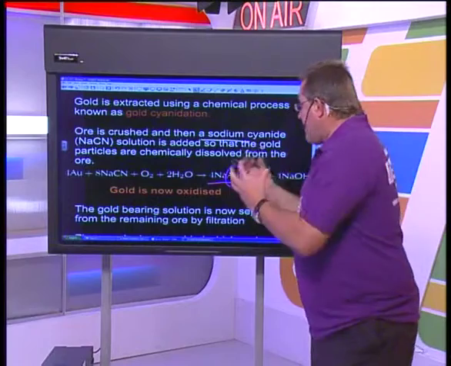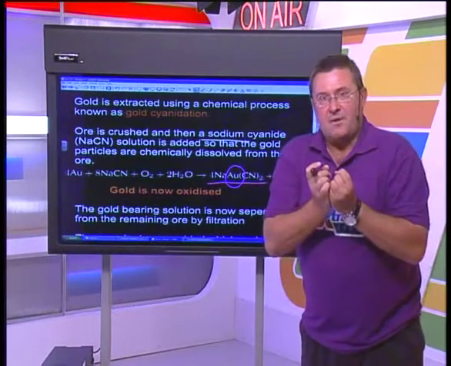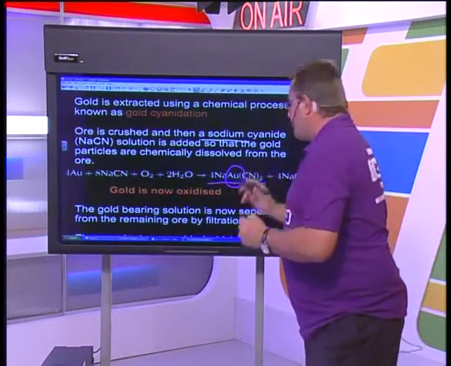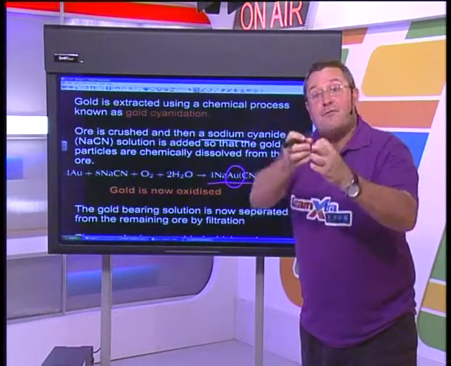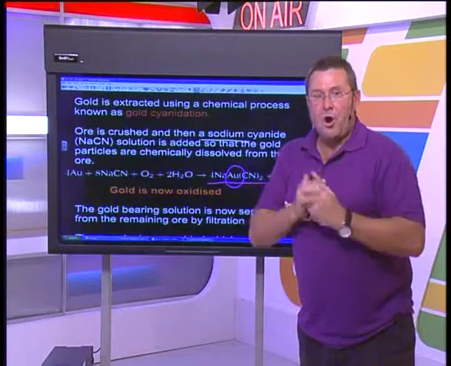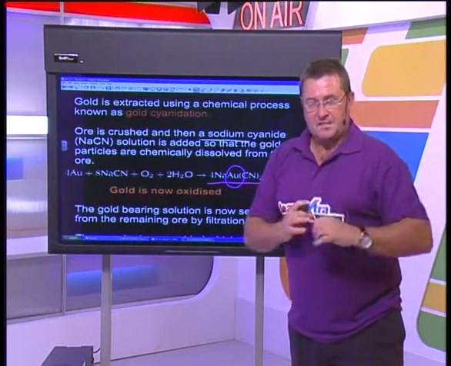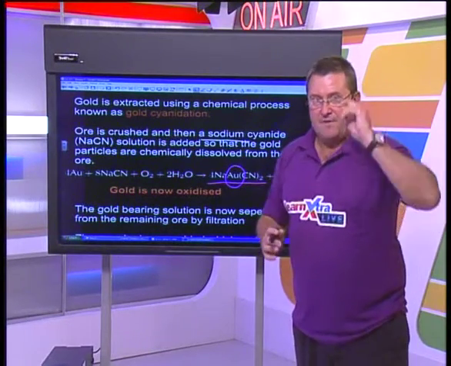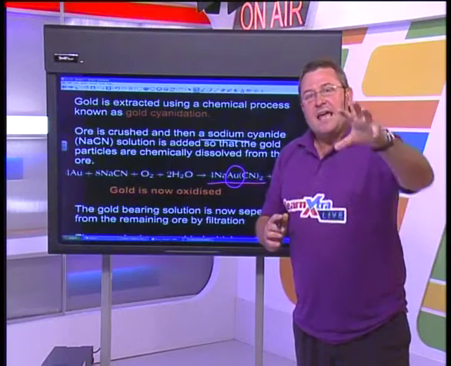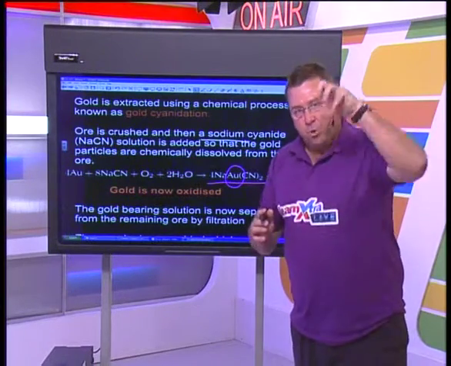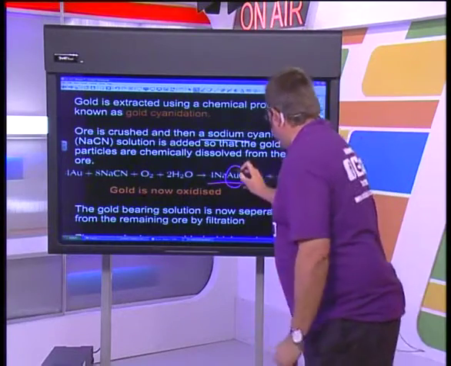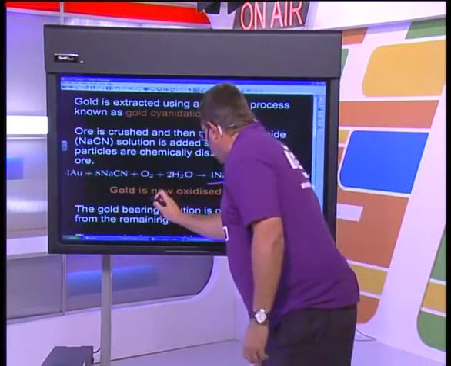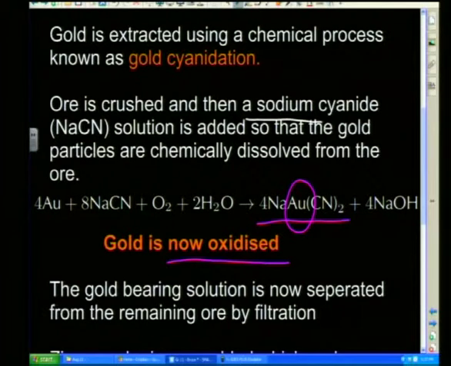Now, what we can then do is take this compound, this sodium gold cyanate, and from there we're going to pull the gold out of it. That's the process. So step one, very important in this extraction, is to chemically pull the gold out of the ore and form this complex. And the important thing is that gold is actually oxidized.